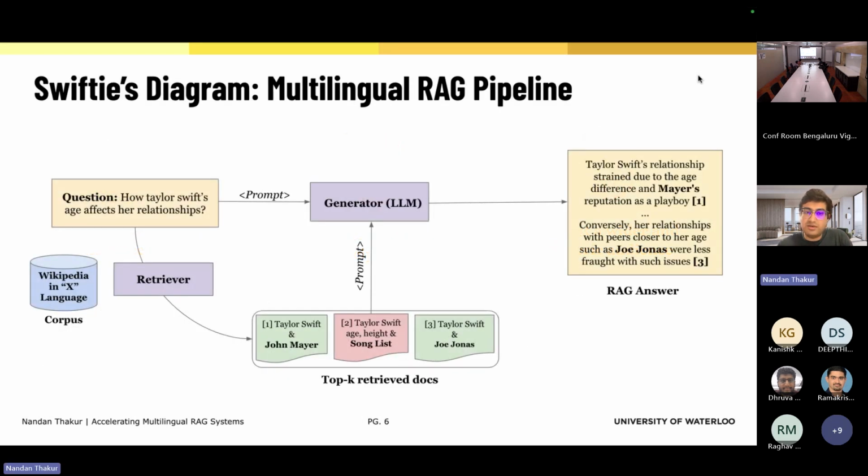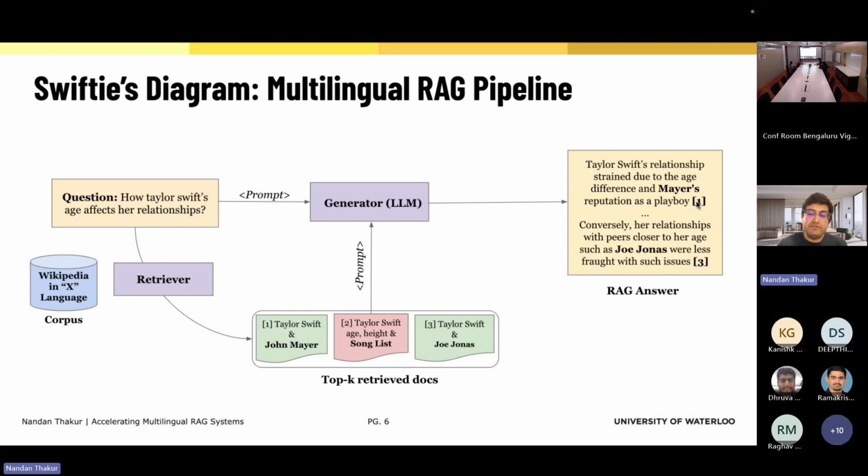Today I'll keep coming back to this diagram, which I've called the Swifties diagram. It shows how a typical naive multilingual RAG pipeline is constructed. The question is something like, how does Taylor Swift's age affect a relationship, and the user provides this. You then first give it to a retriever model, which has certain human-generated documents in a corpus. For example, in our case, we are using Wikipedia in a certain language. And you retrieve the top K documents given the question.